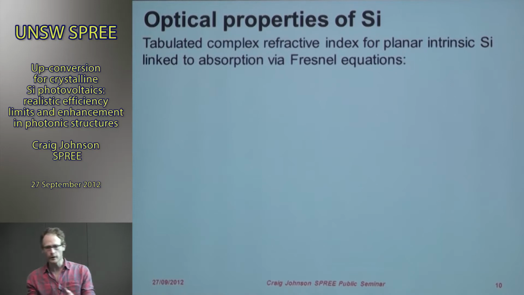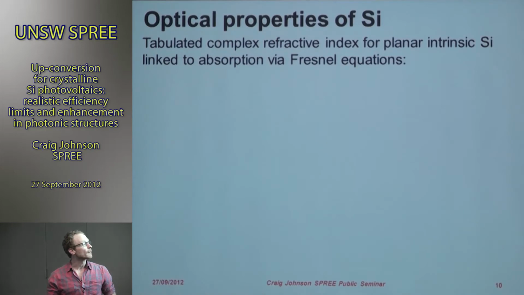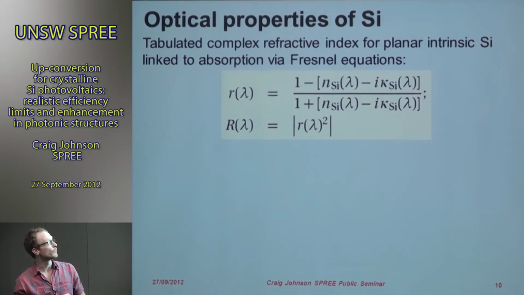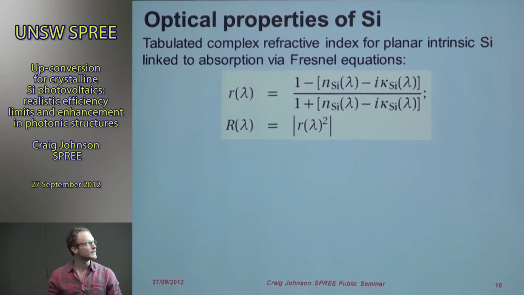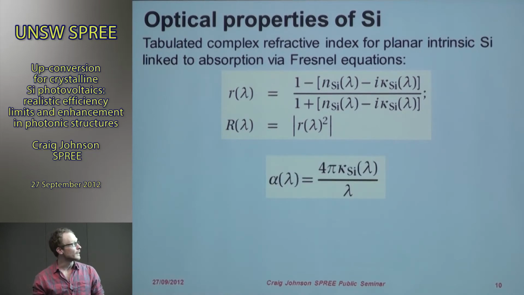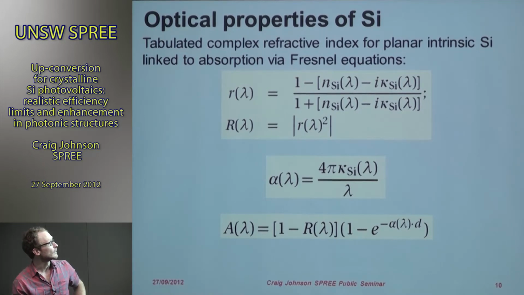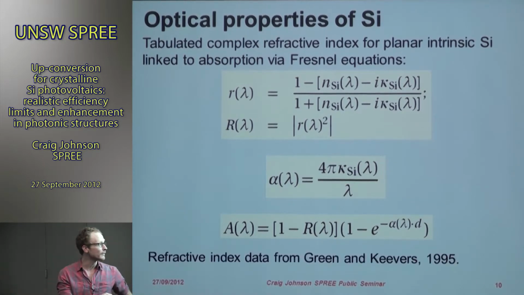So starting with the tabulated complex refractive index data for planar intrinsic silicon, we can go all the way to the absorption characteristics of that material just by the Fresnel equations. So this is not terribly mysterious. Where we have the real and imaginary parts of the silicon refractive index, we can come up with a reflectivity, an absorption coefficient, and the absorption for any material with a thickness of D. And of course, it's subject to dispersion. It's got a wavelength dependence. And I used Mark and Martin's refractive index data from a paper in 1995.